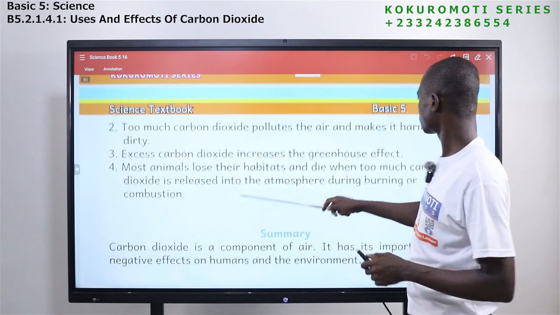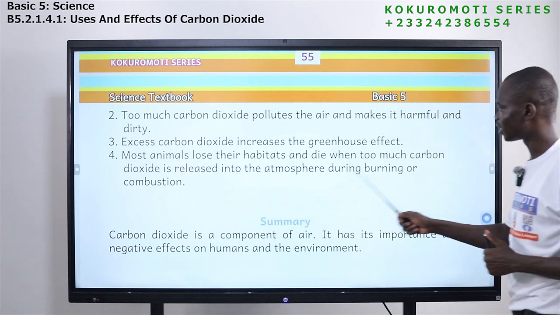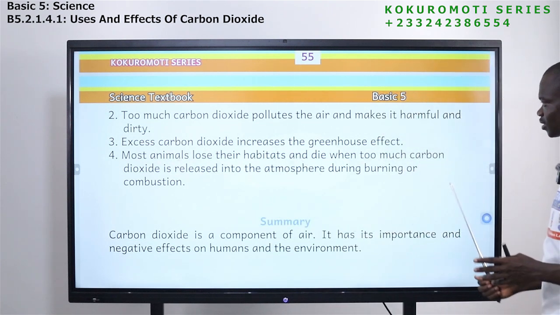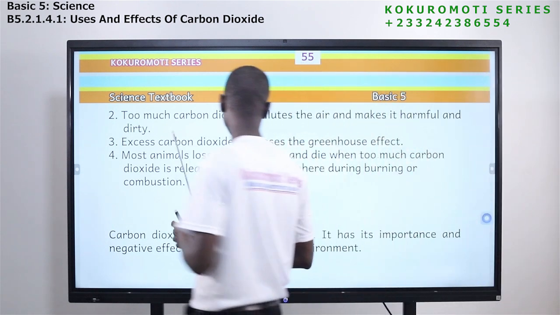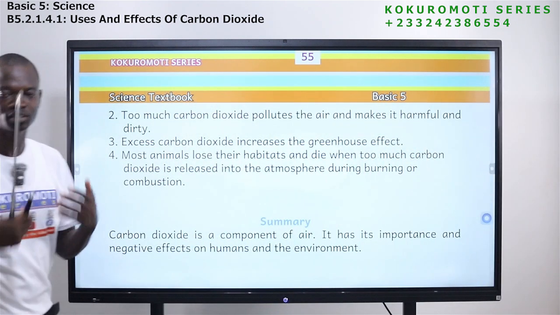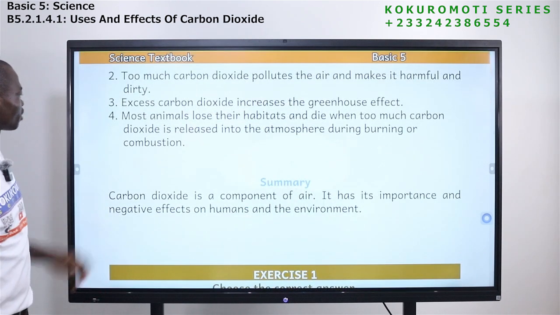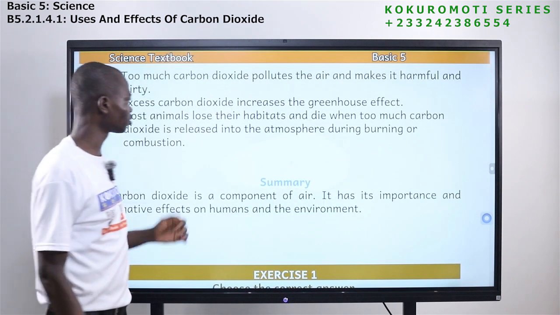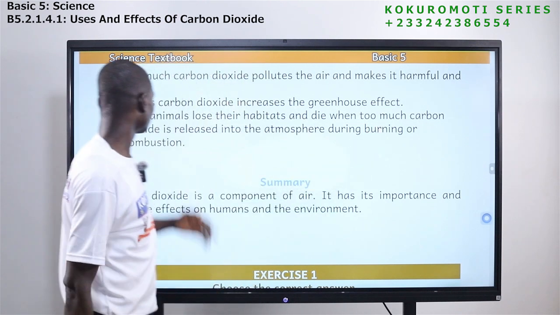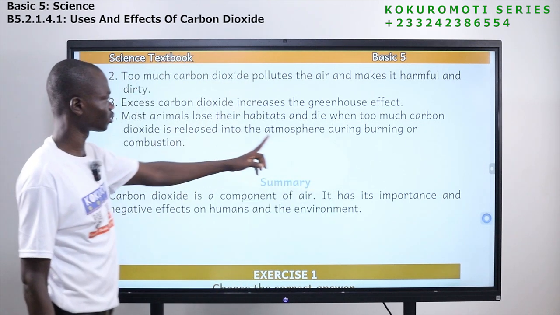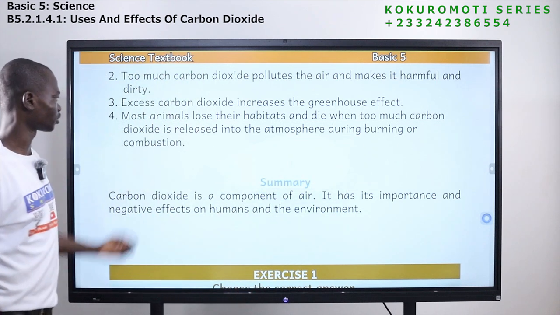Okay, so the next one is number 3. Excess carbon dioxide increases the greenhouse effect. Too much carbon dioxide can increase greenhouse effects. We have number 4. Most animals lose their habitats and die when too much carbon dioxide is released into the atmosphere during burning or combustion.